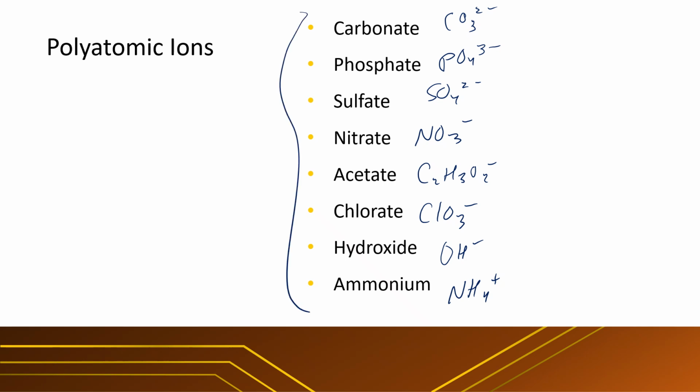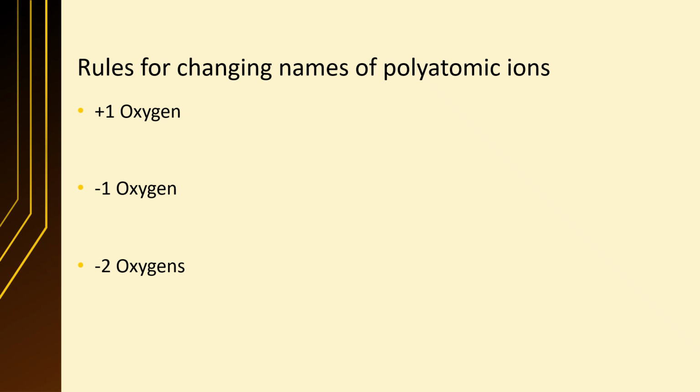Now there are some ways that we could change those formulas, and when those formulas change, we have to change their names. So here are the rules for changing the names of polyatomic ions. If you add an extra oxygen to the polyatomic ion, then you add the prefix per to the front of the name. If you have one fewer oxygen, then you change the ending to ite instead of ate. And if you have two fewer oxygens, you add the prefix hypo, and the ending is still ite.